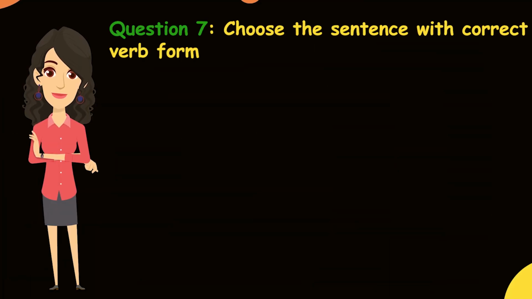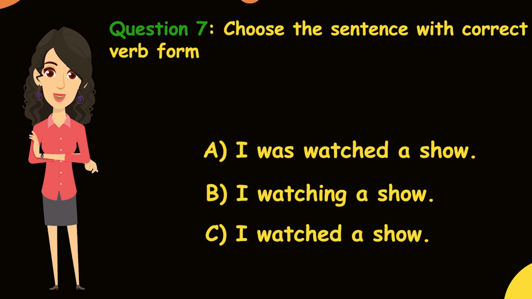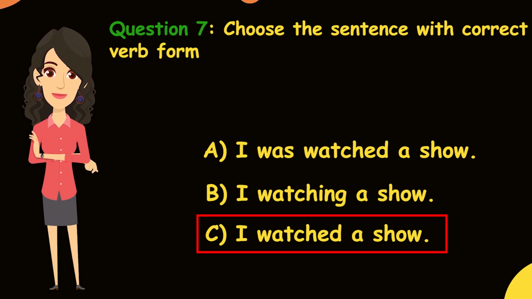Question 7. Choose the sentence with the correct verb form. I was watched a show. I watching a show. I watched a show. The correct answer is C. I watched a show.